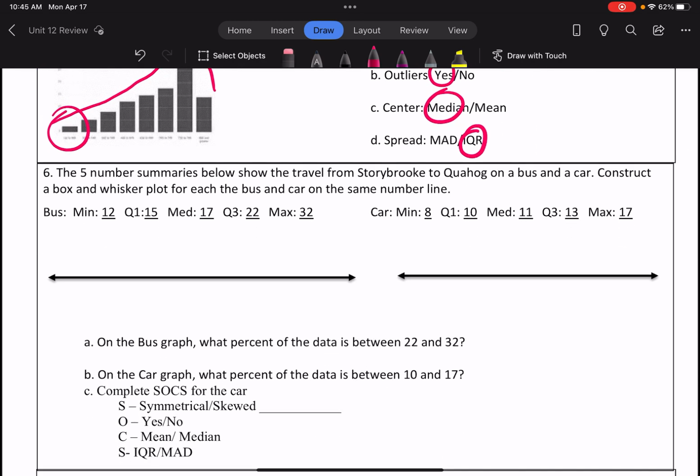So we're going to be looking at some percentiles here given a box and whisker plot, but we need to go ahead and create these box and whisker plots from the data given to us. So it says the 5-number summaries below show the travel from Storybrooke to Quahog on a bus and a car. Construct a box and whisker plot for each the bus and car on the same number line. So guys, we're going to give similar number lines to each other. So guys, if you want to go ahead and ignore where it says on the same number line, we're not going to do that together just because it might get a little confusing.